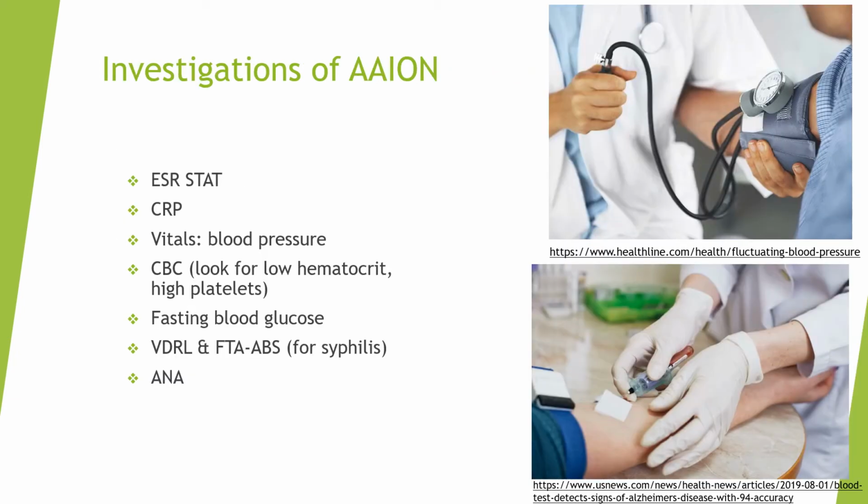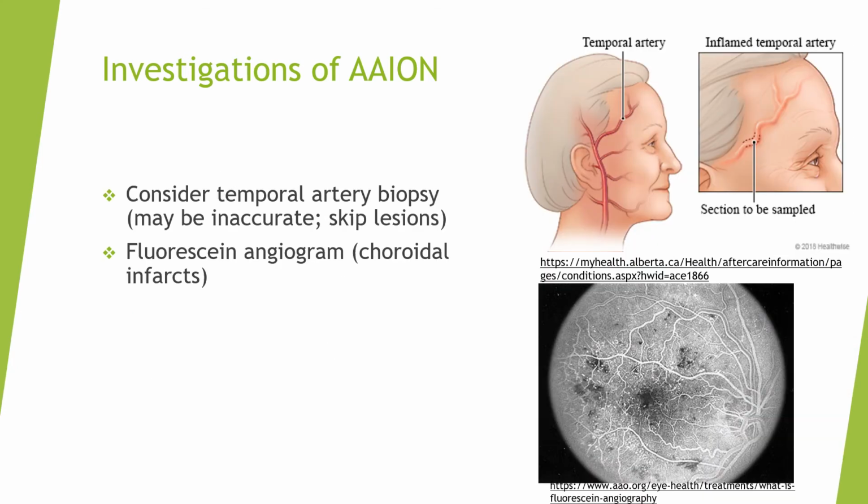If you're suspicious that the patient has AAION, ESR and the CRP is crucial. We should investigate those two markers as soon as possible. In terms of vitals, we can take blood pressure. That's especially important. We can also order CBC, look for low hematocrit and high platelets as an acute phase reactant. Also look for fasting blood glucose for diabetes mellitus possibly, and VDRL and FTA absorption test for syphilis, and ANA for vascular inflammatory disease.